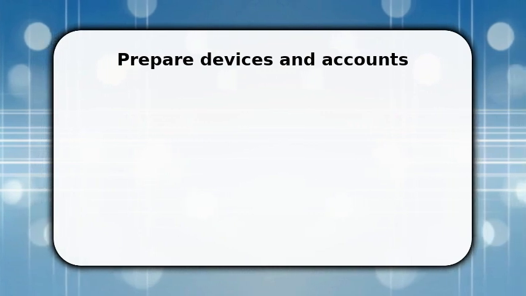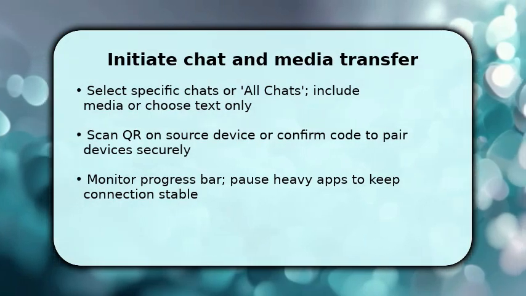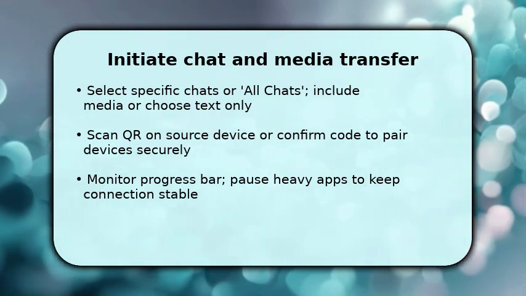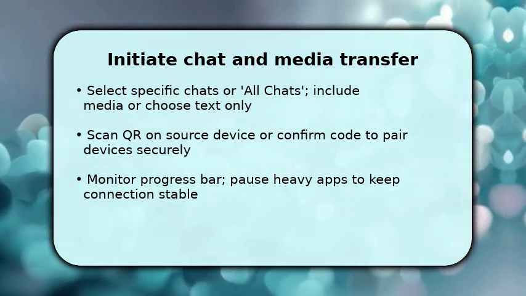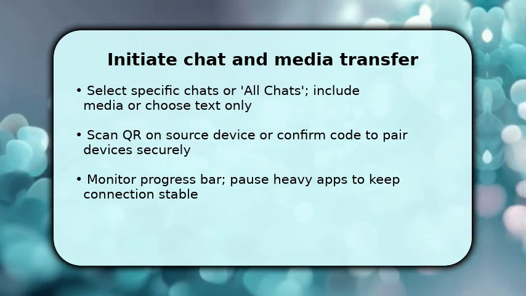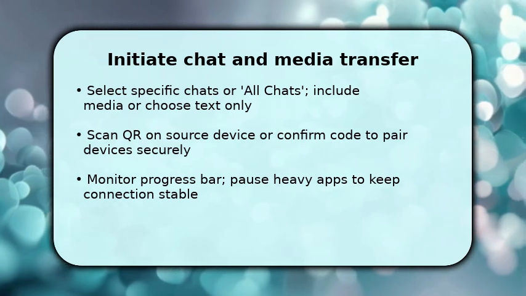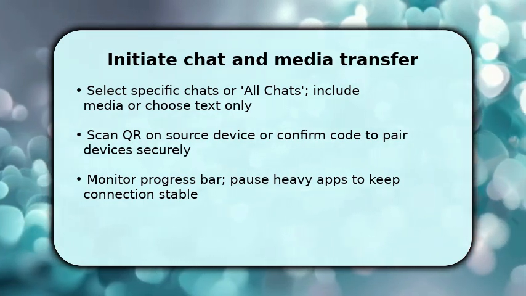You now choose what to move. Tap Chat Log Migration and pick specific chats or all chats, and toggle media if you need photos and videos. Once selected, WeChat generates a QR code or pairing code. Use the target device to scan or confirm that code, which establishes a direct encrypted link.